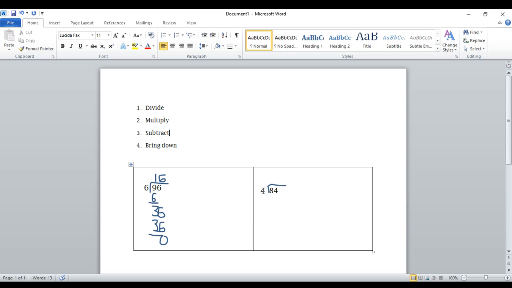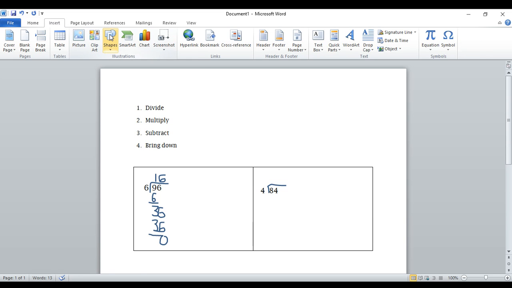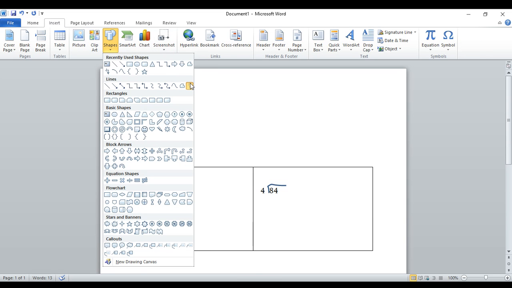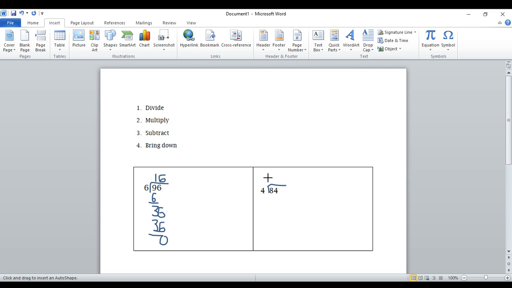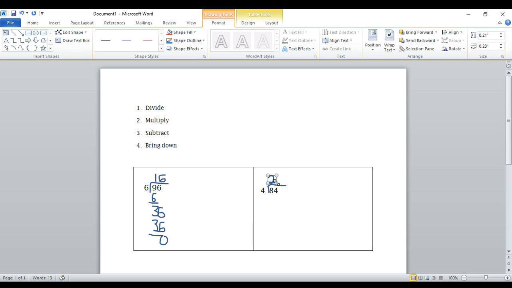The first thing we ask ourselves is how many groups of 4will go into 8? Have you figured that out? I hope you said it's 2. So we'll put our 2 right up there, right above this 8.